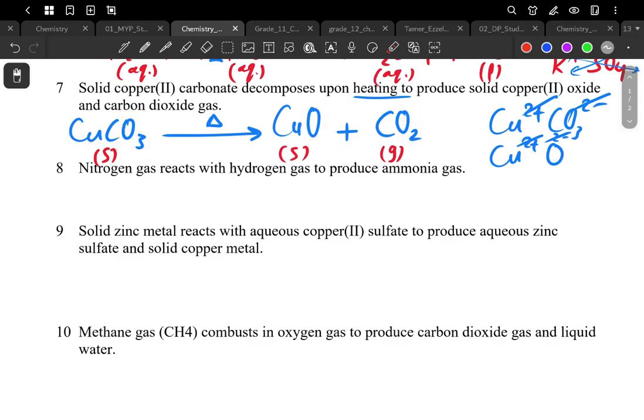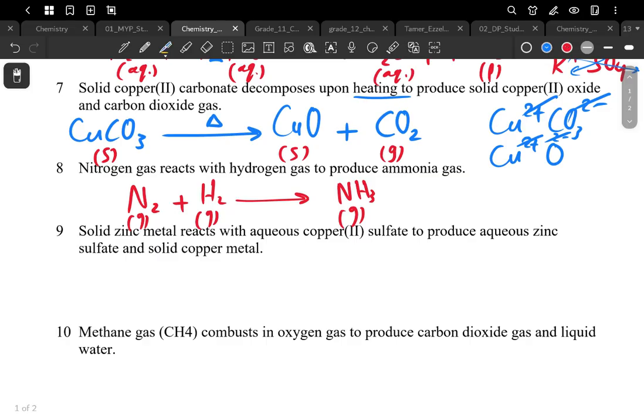Okay. Nitrogen gas reacts with hydrogen gas to produce ammonia gas. And you know this reaction, guys, is called the Haber process. This is the Haber reaction. When nitrogen N2, which is gas, reacts with hydrogen gas to produce ammonia gas, ammonia NH3. Don't forget that. Ammonia gas is one of the very important gases in industry.